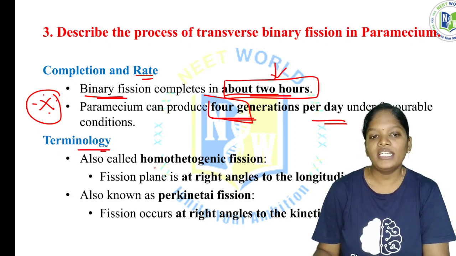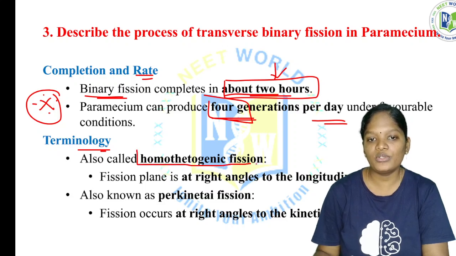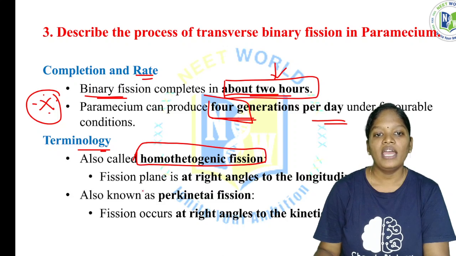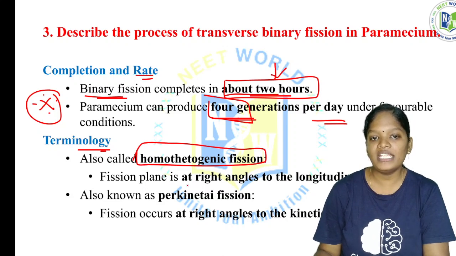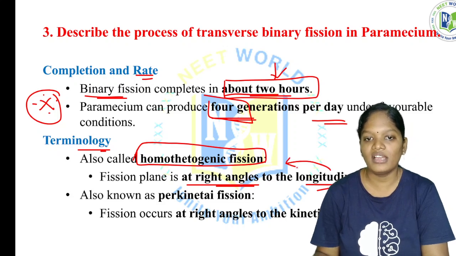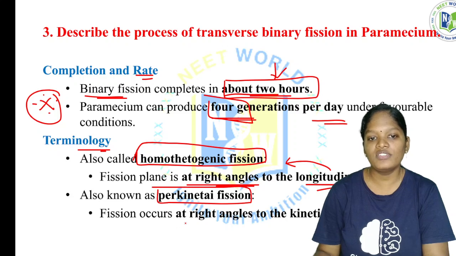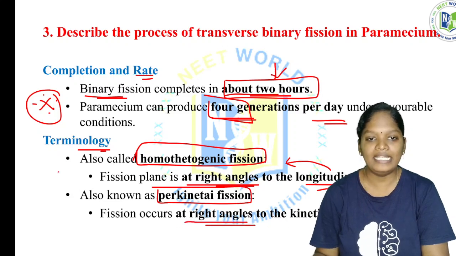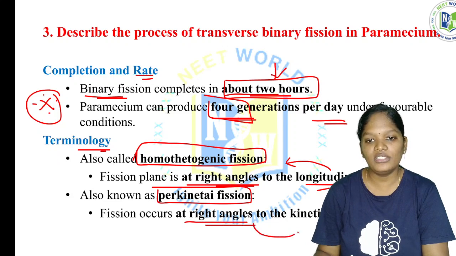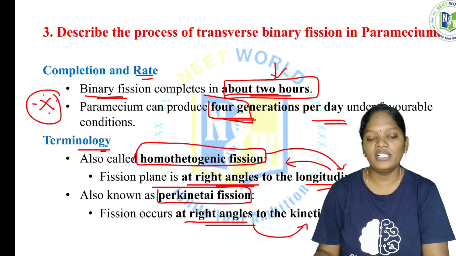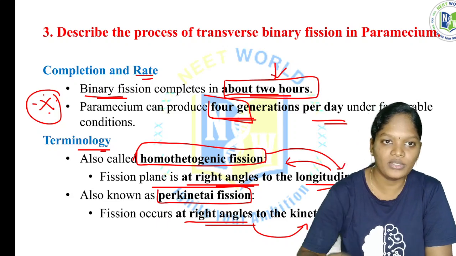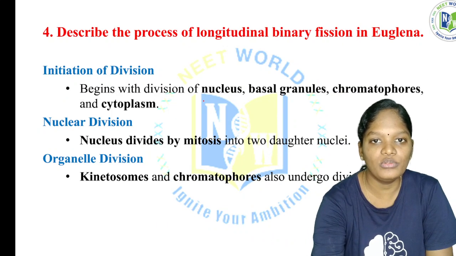So what are all the important terminologies? Transverse binary fission is also called homothetogenic fission. If the fission plane is at right angles to the longitudinal axis, we call it homothetogenic fission. It is also called perikinetal fission, because this fission occurs at right angles to the kinetics. This is very important: if it is at right angles to the kinetics, it is called perikinetal; if it is at right angles to the longitudinal axis, it is called homothetogenic. This is an important thing you have to remember.